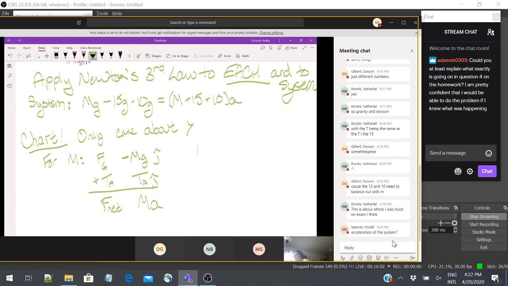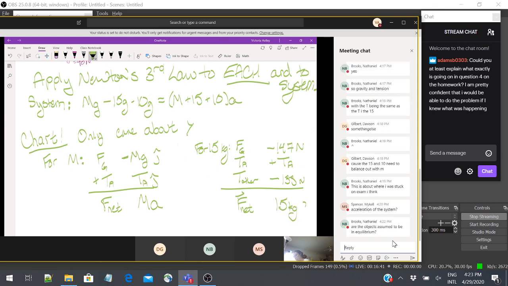I can do the same thing for the 15 kilogram. I have its force of gravity, tension in wire A, and the tension from the other mass. Those have to add up to F net. So this is going to be negative 147 newtons. This is going to be an upward tension. This is going to be a downward 133. And when I add those three together, I should get the 15 kilograms times whatever its acceleration is.